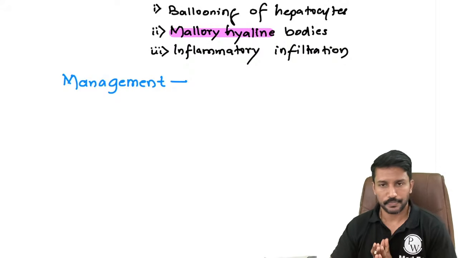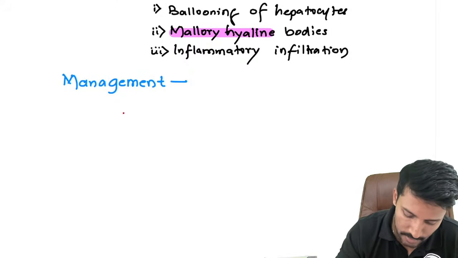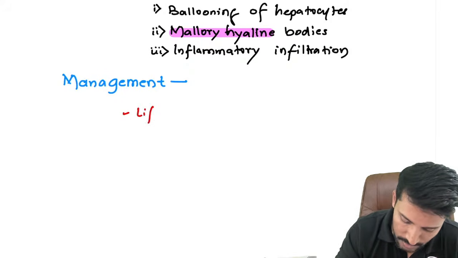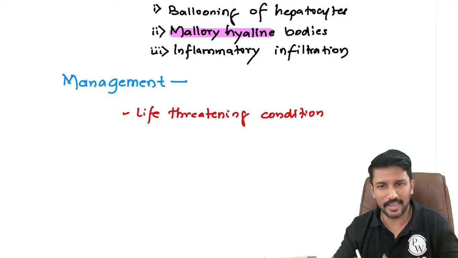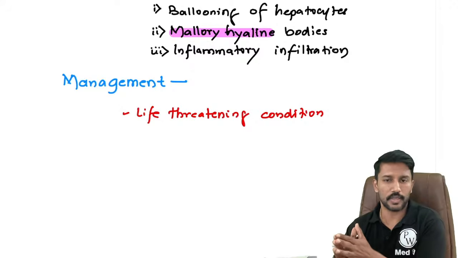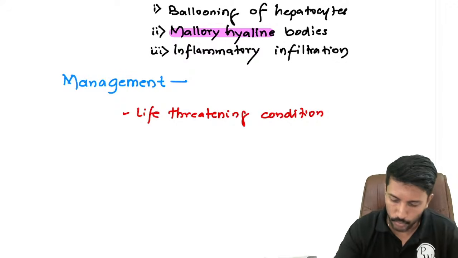How do we manage? Okay. The drug of choice for patients with alcoholic hepatitis is corticosteroids. So first thing you have to mention is that it is a life-threatening condition because it can lead to acute liver failure. And once there is acute liver failure, patient will end up with hepatic encephalopathy and other complications, and we end up losing the patient. It has more than 50% mortality, right?